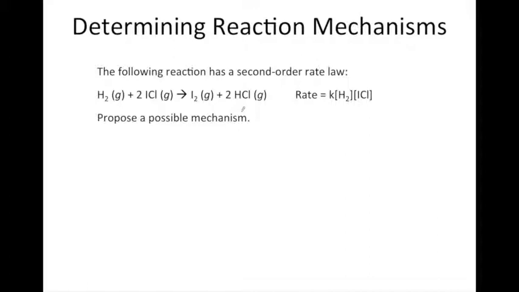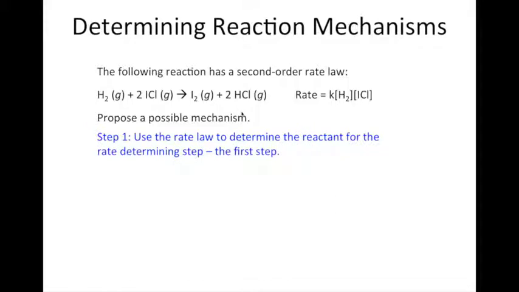Okay, so let's take a look and see if we can figure out a mechanism. What do we know? Well, the first thing I'm going to do is use the rate law to determine the reactants for the first rate determining step. So I'm going to assume my rate determining step is the first elementary step. It doesn't have to be, but I'm going to assume it is. And then I can use my rate law to give me the reactants. So my reactants would be hydrogen, H2, and ICl. So I'm going to put those down as the reactants for my first elementary step.